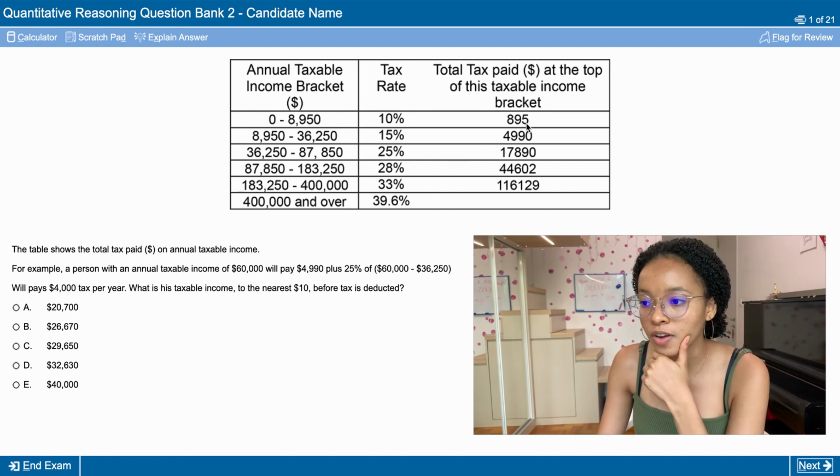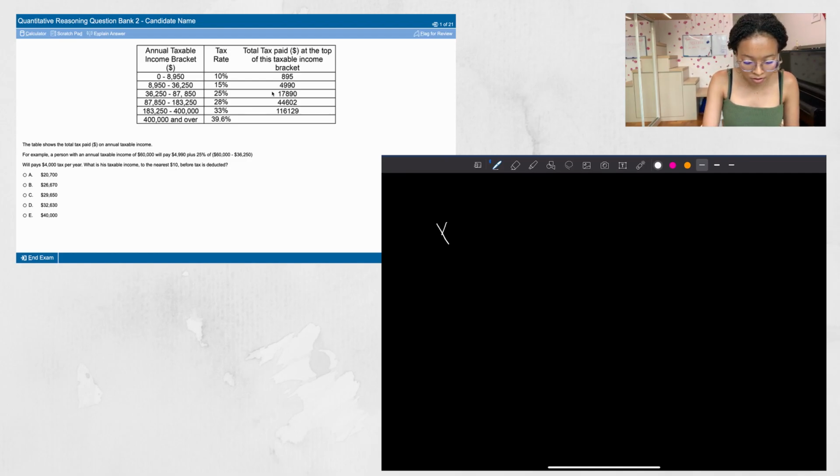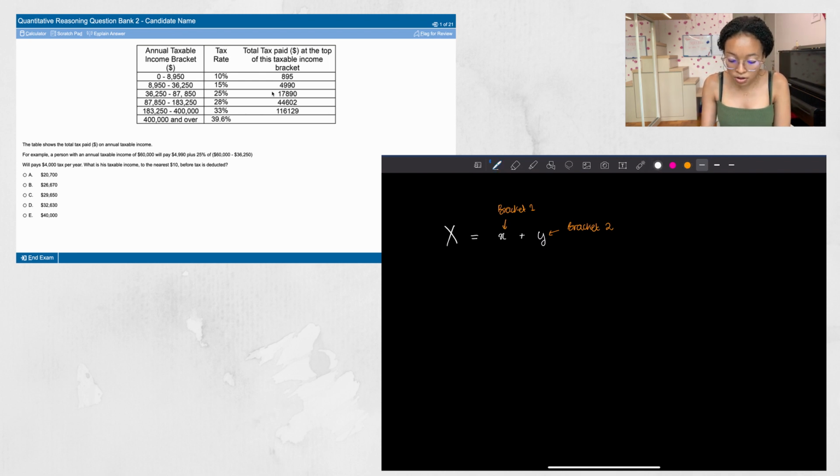And now what we have to figure out is exactly the same thing as we've done before. Just as in our example, let's say that the amount of money that Will makes every single year is X, okay? And X is a combination of small x plus y. So small x is actually what will be taxed in bracket 1, and small y is what will be taxed in bracket 2. Okay?